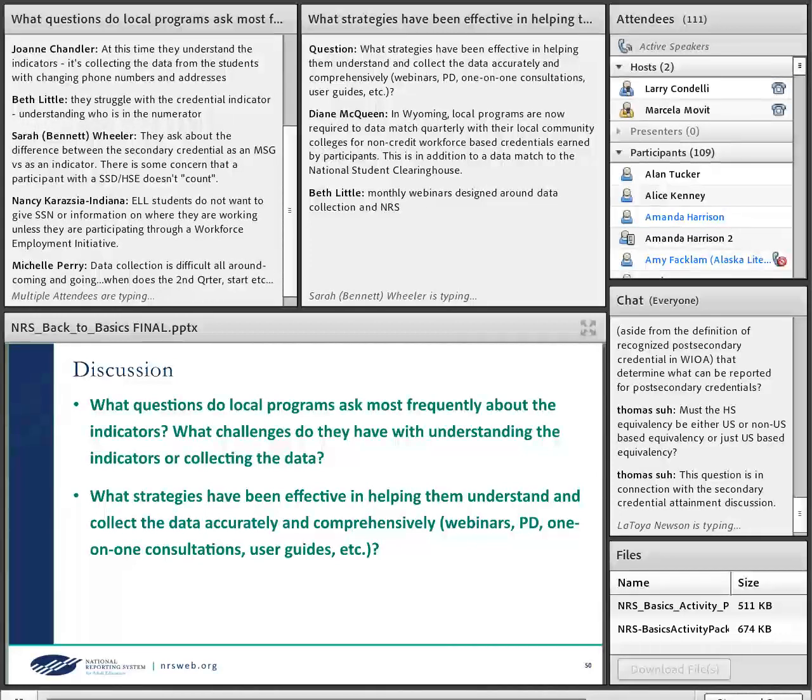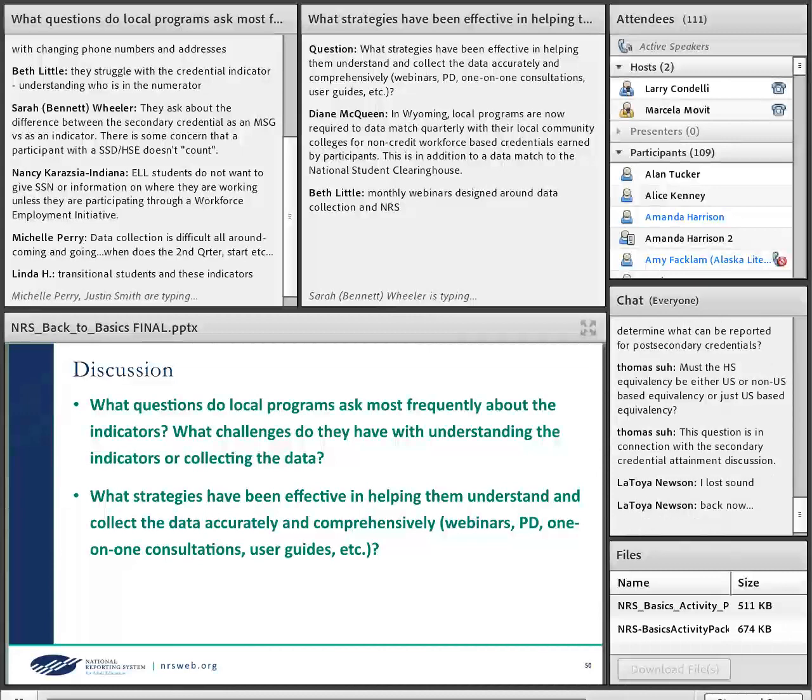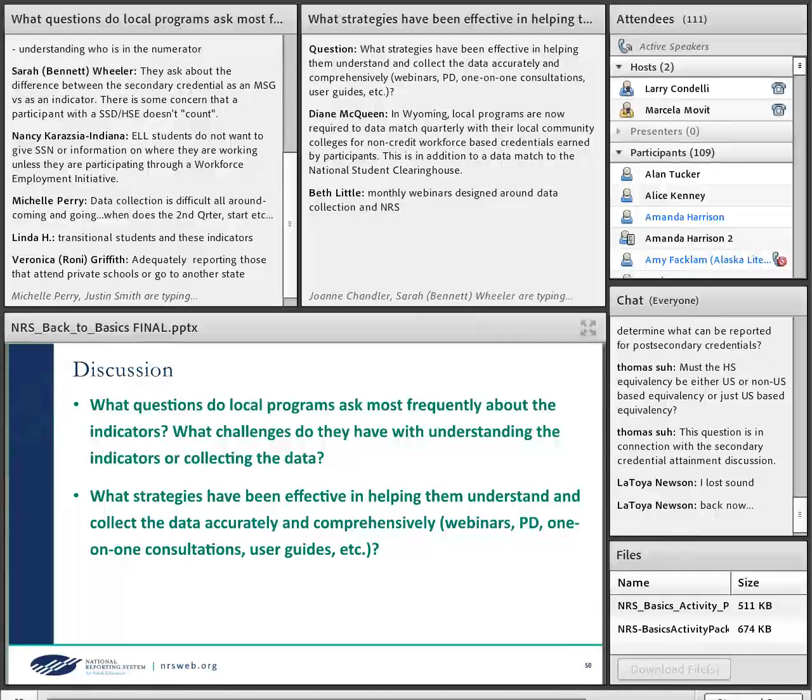Diane shared that in Wyoming, local programs are required to data match quarterly with their local community colleges for non-credit workforce-based credentials earned by participants. This is in addition to the data match. Okay, great. And they have monthly webinars designed around data collection and the NRS.